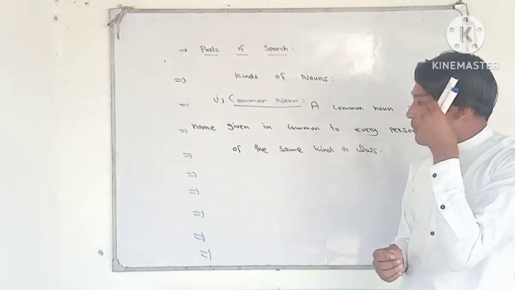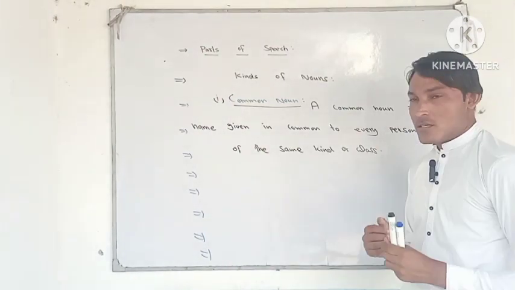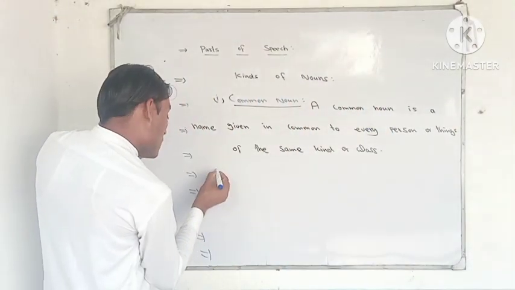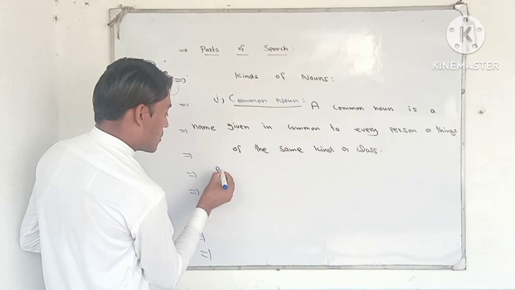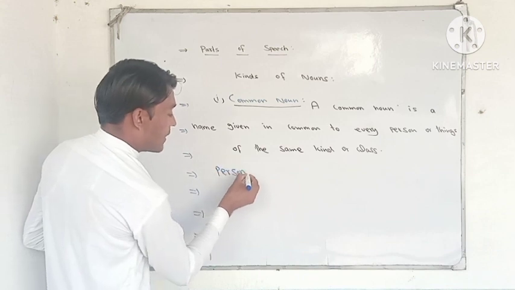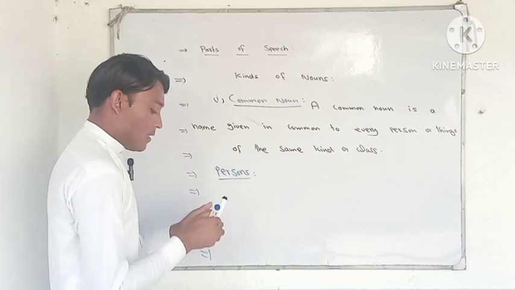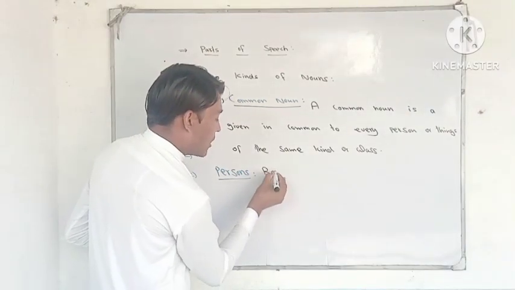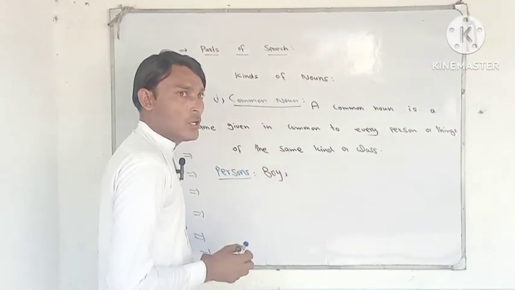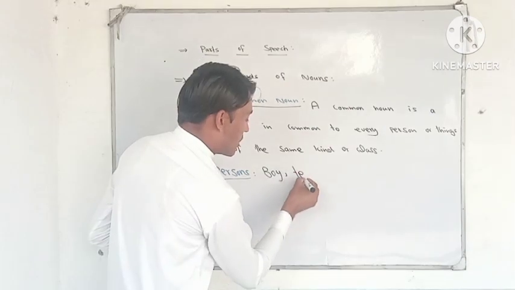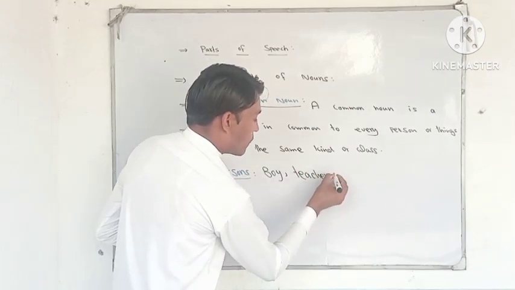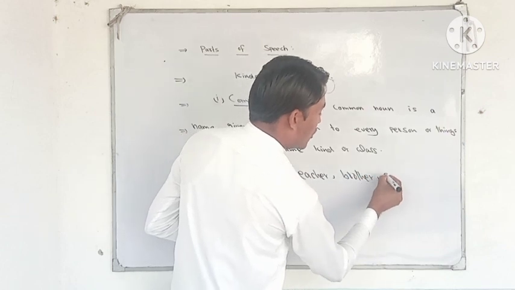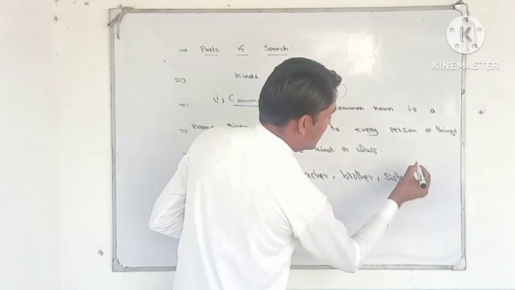Let's talk about the examples here. The first example is persons. Like person, I say boy, that is called boy here. For example, I say teacher, I may call it here teacher. For example, I say brother. You may talk about sister or many more, etc.